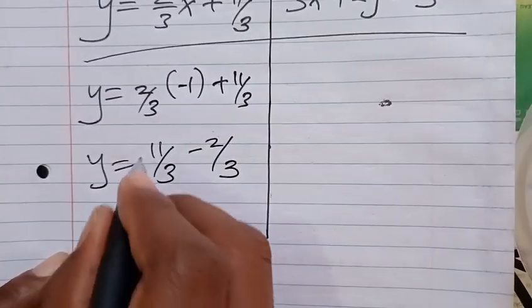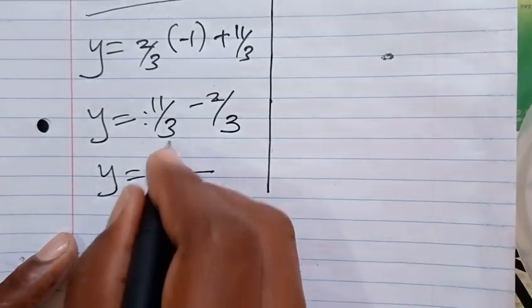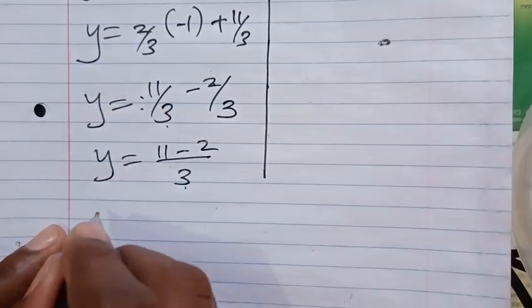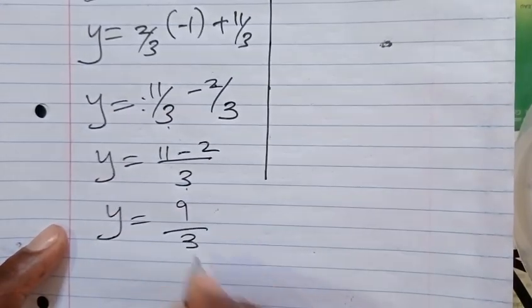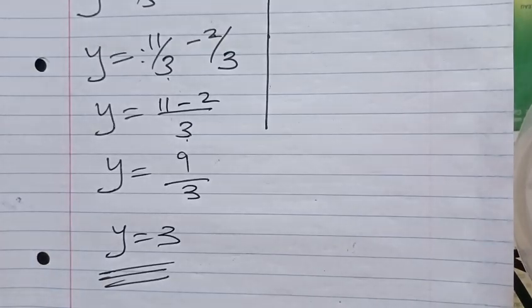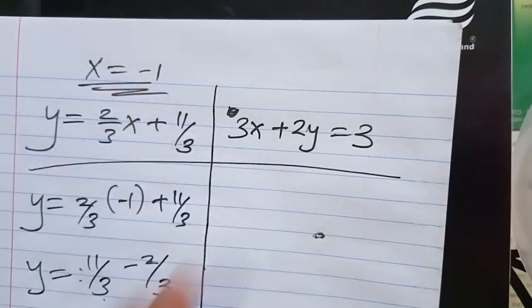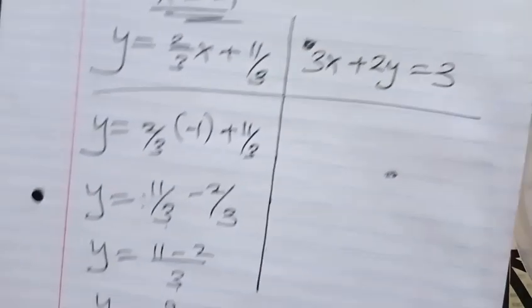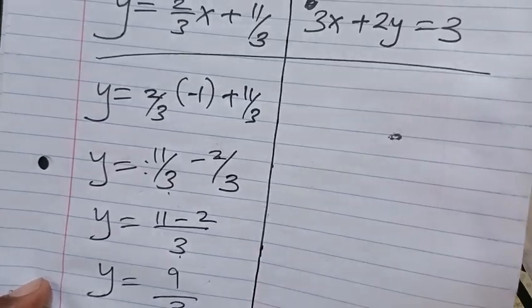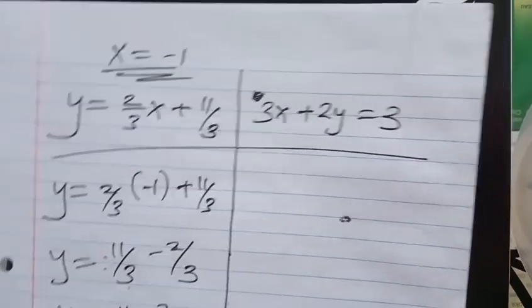This gives us 11 minus 2. Okay, the LCM is 3. And this one is 11 minus 2, which is 9. 9 over 3, y is 3. To confirm that we are right, we will do it on this other equation. But in the exam, you may not have enough time to do both of them. I'm only doing them to confirm to you, to prove to you that you can use either of the equations to find the value of y, and that gives you the point of intersection.